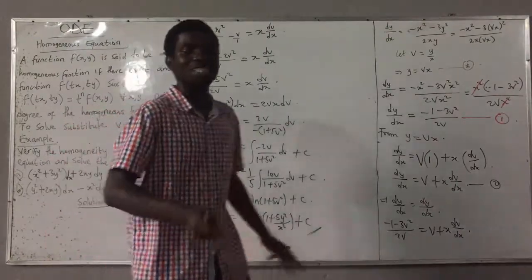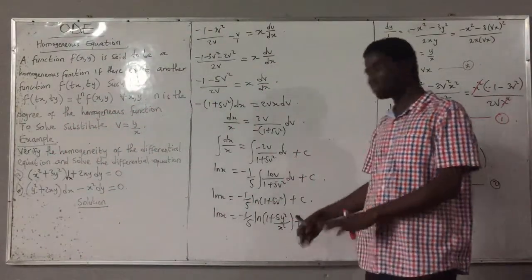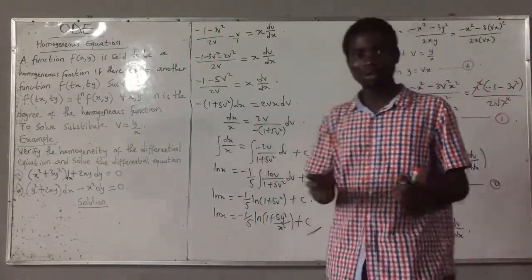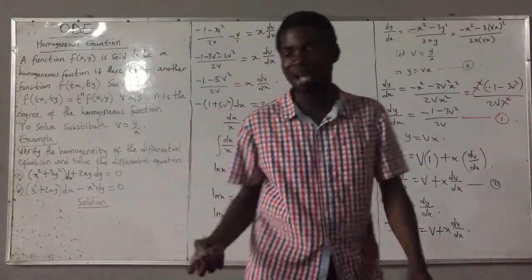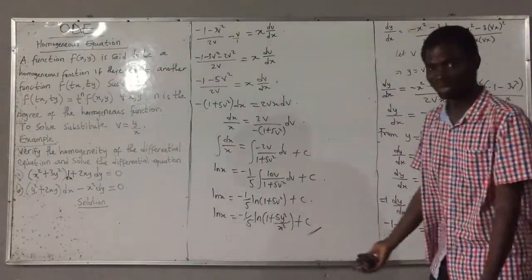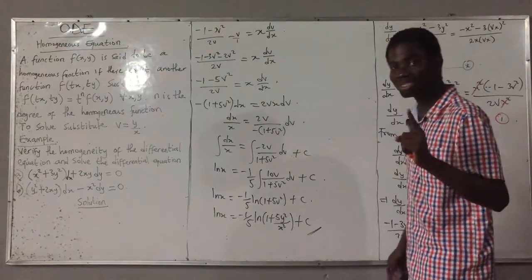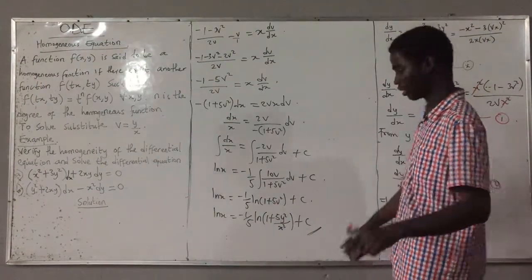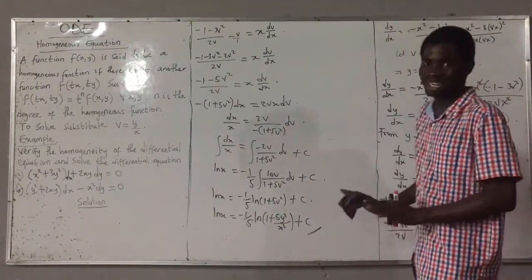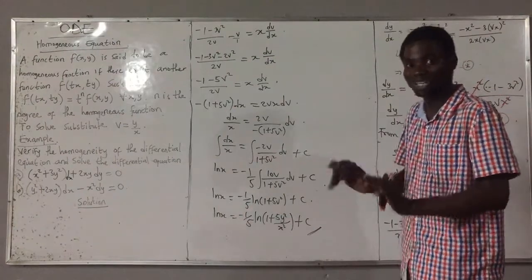When you get to this point, leave your answer like that. Don't be simplifying, leave it like that. But if you know how to simplify, you can continue to simplify it. Do you understand? Make sure you don't make mistakes, because if you make a mistake, you lose a point. But if you stop here, this is an answer. You will get your full marks.